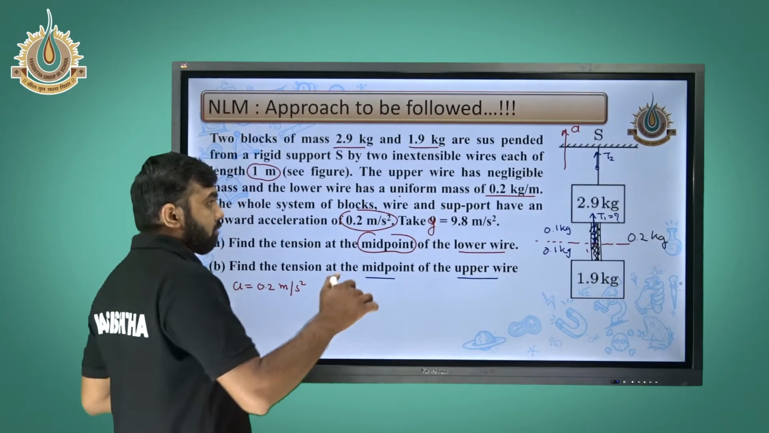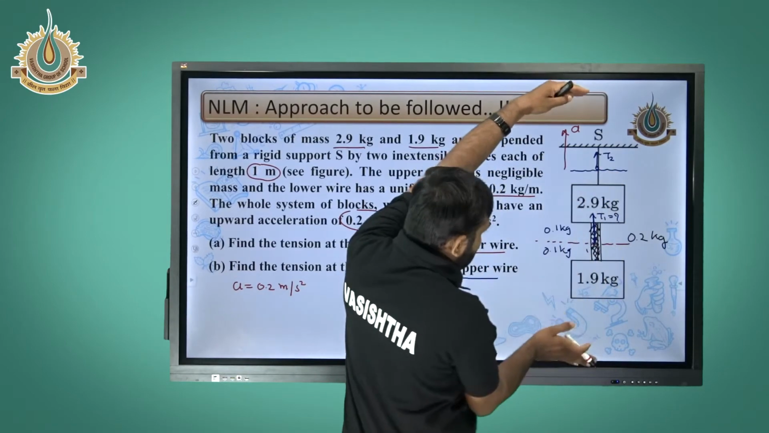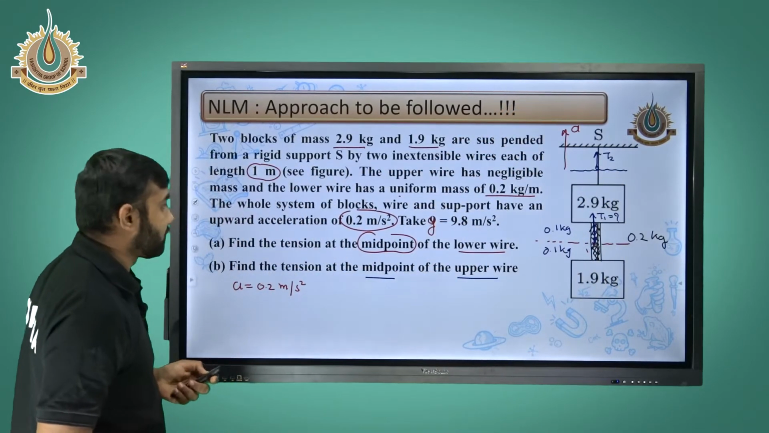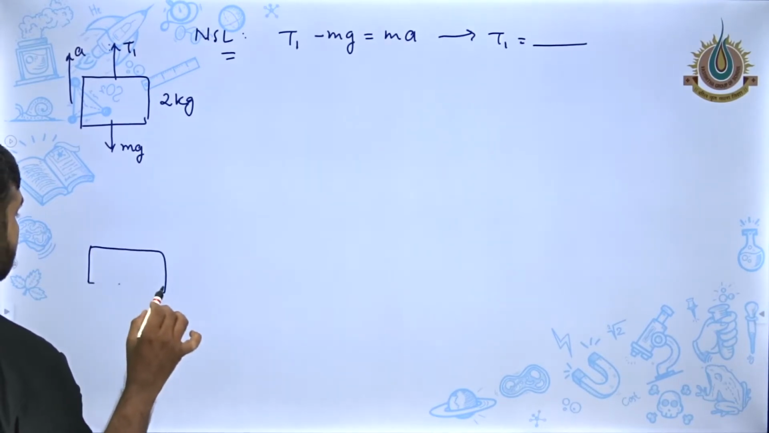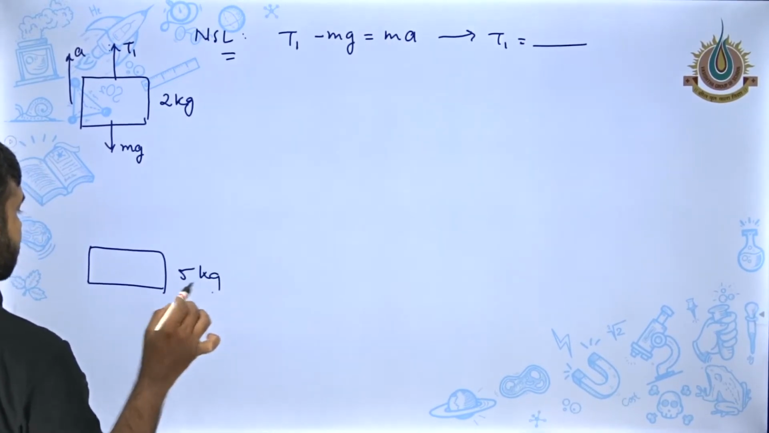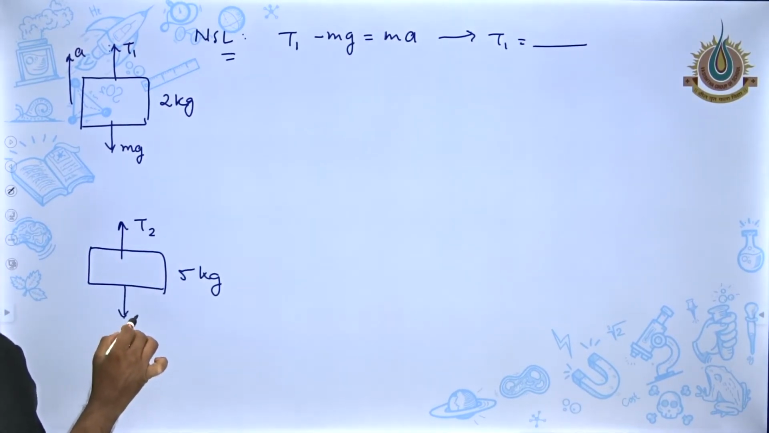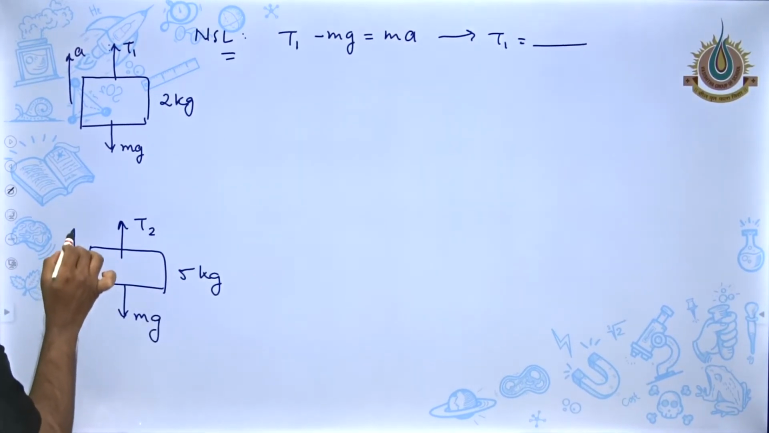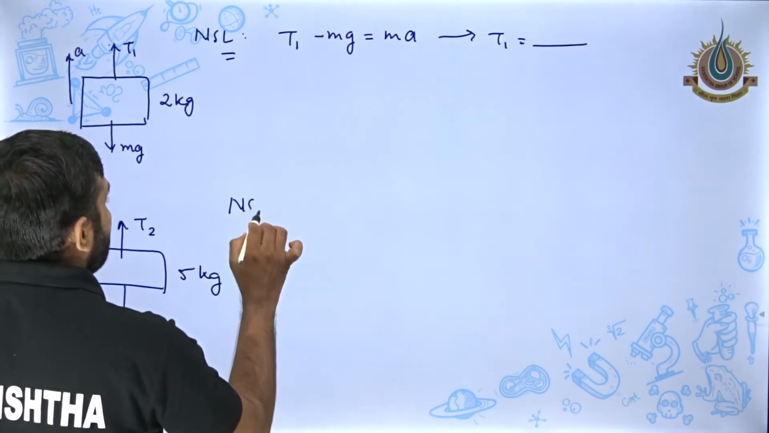So draw this FBD and you break the system here. So T2 and this whole system. How do we draw the FBD? Let's see. In the second case, you draw the FBD. So what is this total? 5 kg. Upward force tension T2, downward force mg, and the whole system is moving upward with acceleration, what is it? A. This is the given data. Now apply Newton's second law.